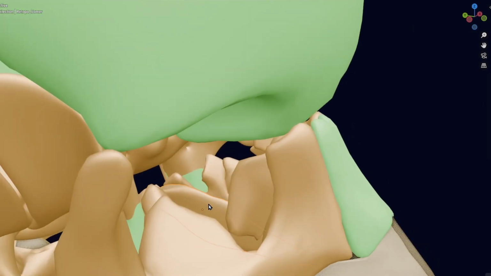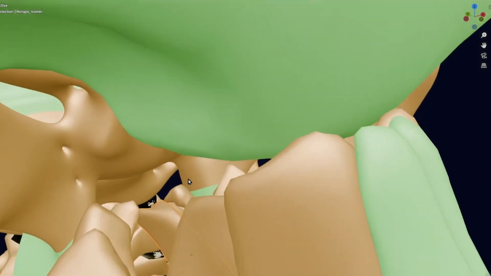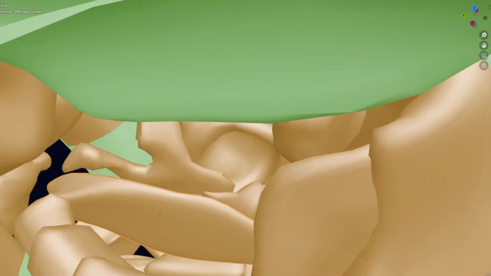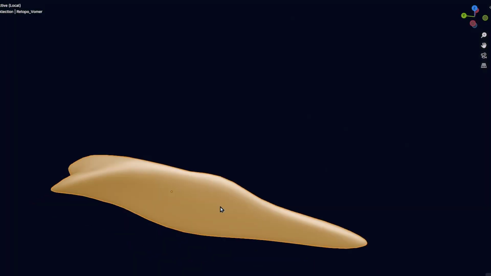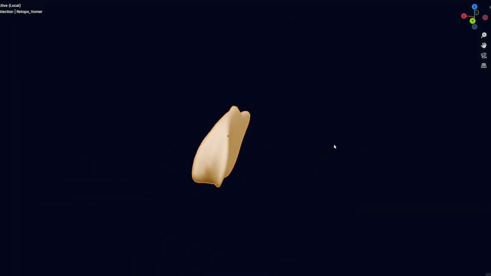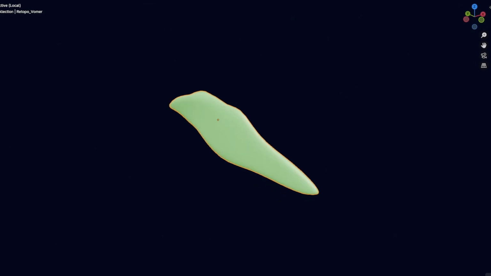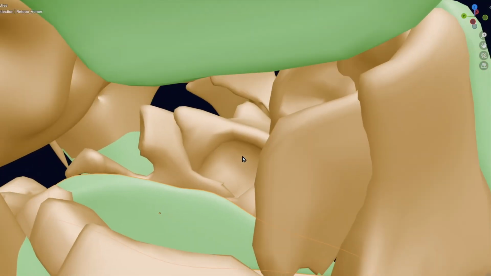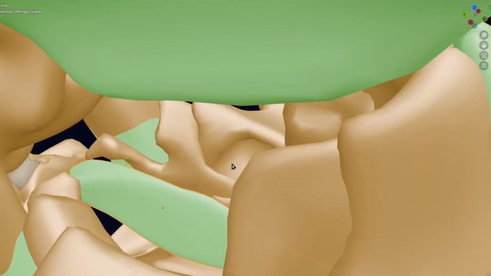Here we have, again, a plate-like bone called the vomer bone. If I isolate this, this is the vomer bone. It also mainly develops with intramembranous ossification, right? So the vomer bone, again, is a flat or plate-like bone. It also develops with the help of intramembranous ossification.